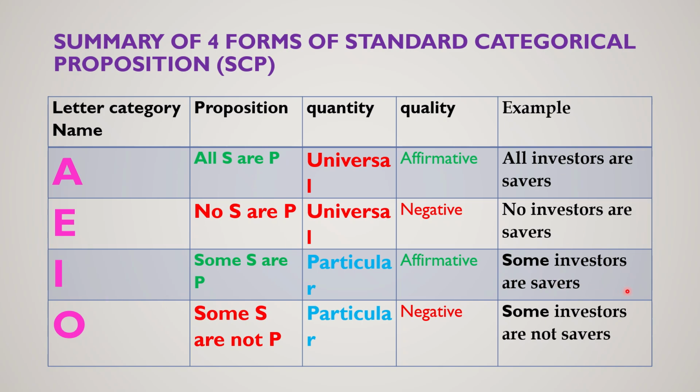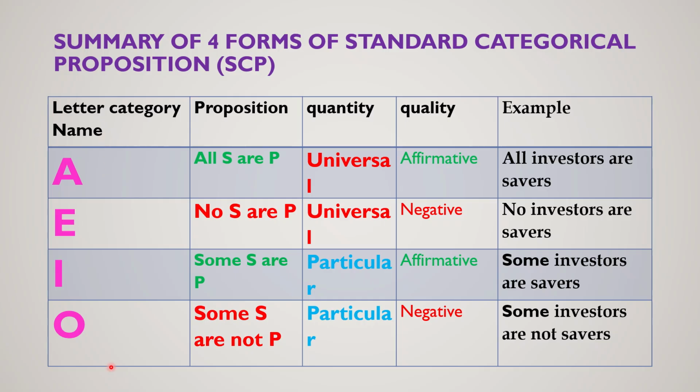Some investors are savers, some students are hardworking, among others. When we have O, they take the form of some S are not P, that is particular negative. For example, when we say some investors are not savers, it means not all of them are savers, and not all of them are not savers. So those are the propositions that take the form of O.